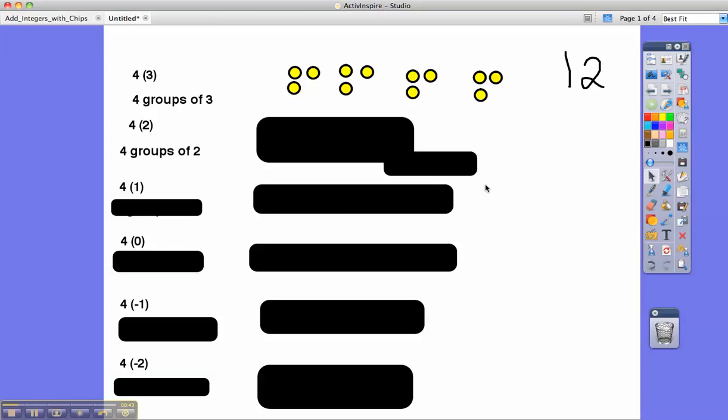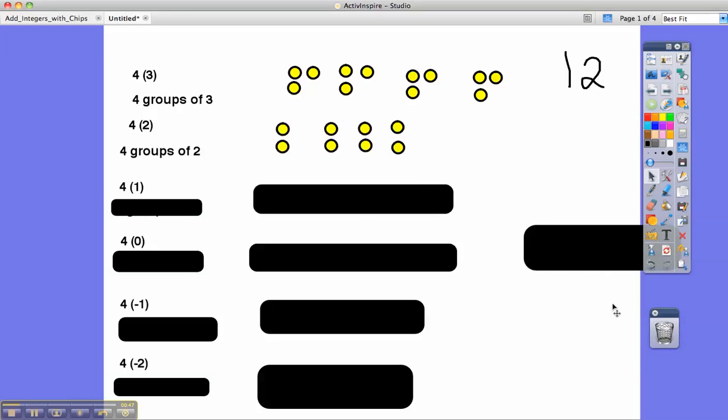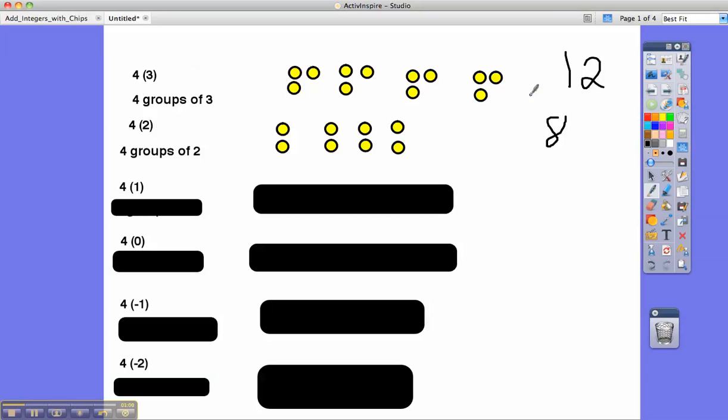So then 4 times 2. 4 times 2 then would mean 4 groups of 2. 4 groups of 2 means that we're going to have 4 groups, just like last time. There's 4 groups here, and they have 2 in them each, so that is 8. So if we look at the pattern here of what's happening, we did 4 times 3, that was 12. 4 times 2 is 8.